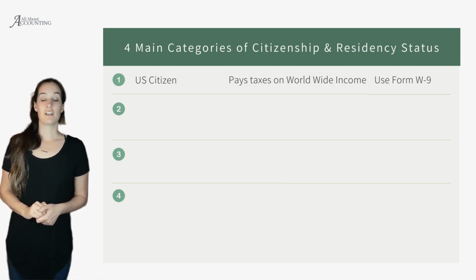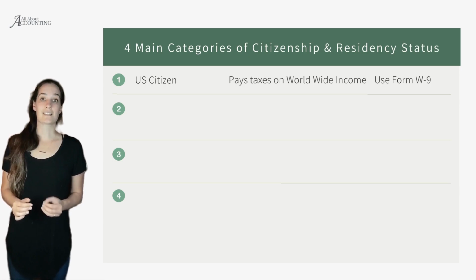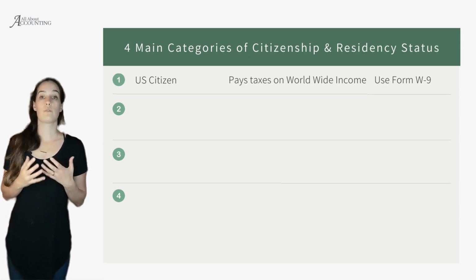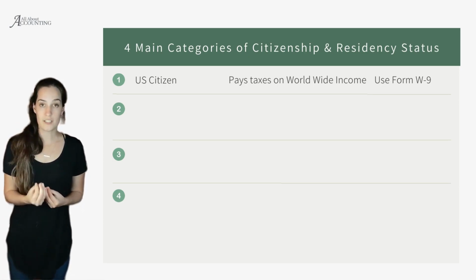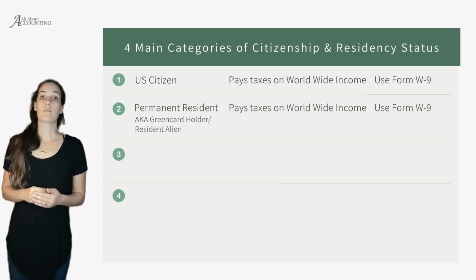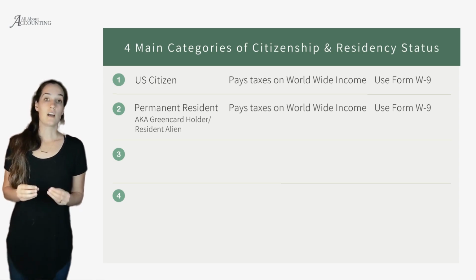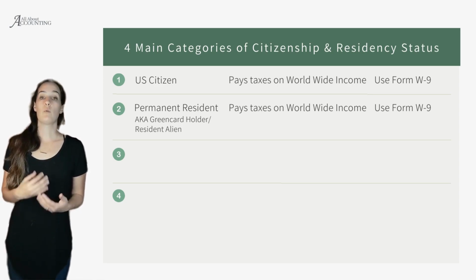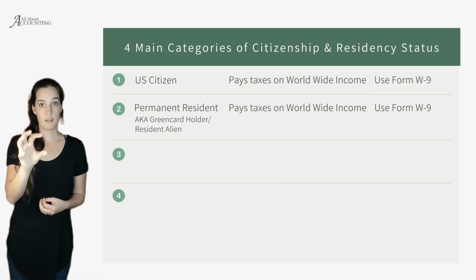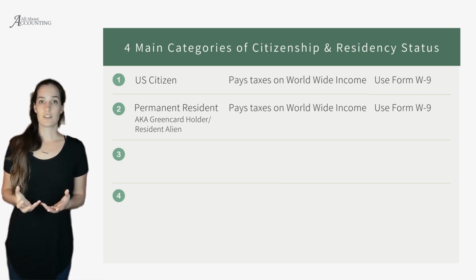Number 1, let's have a look. It is U.S. citizen. They pay taxes on their worldwide income. So for them, we want to ask for a W-9 from them. Permanent resident, which is also a green card holder or a resident alien. They also pay tax on their worldwide income, and we are going to use Form W-9 for them as well. They are treated much like U.S. citizens.